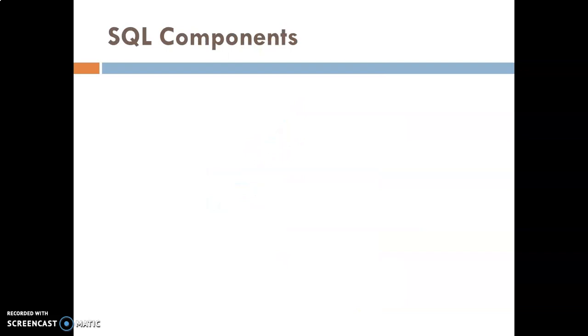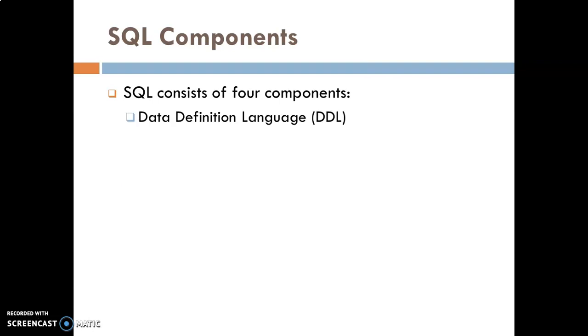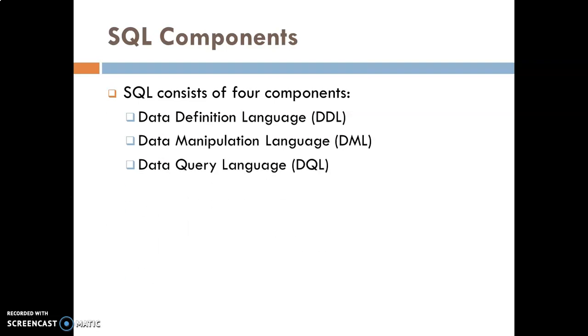Now SQL components. Basically there are four types of SQL components. First, DDL, is known as data definition language. DML is known as data manipulation language. DQL stands for data query language, and DCL stands for data control language.